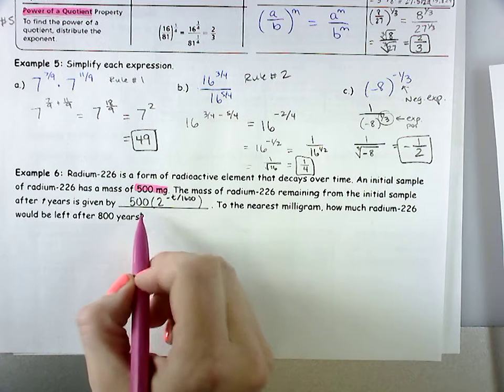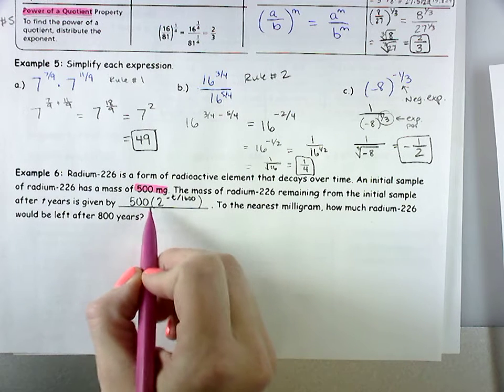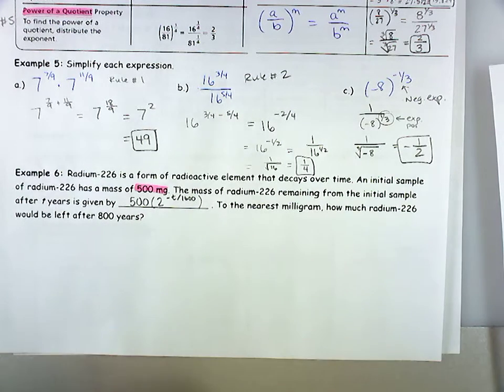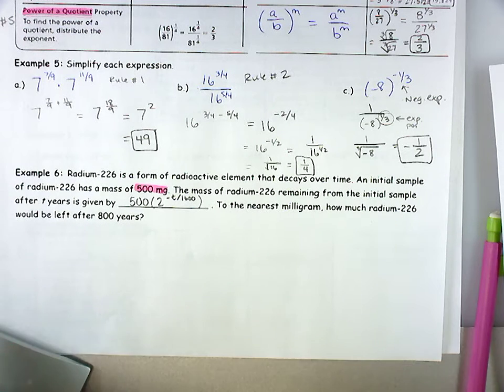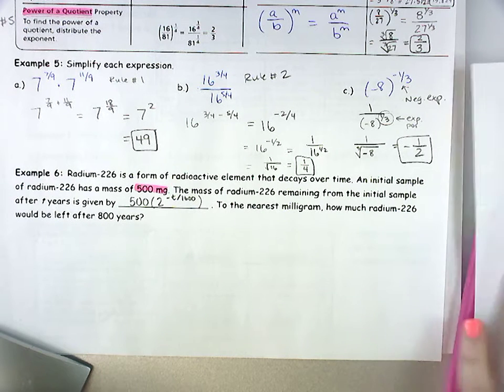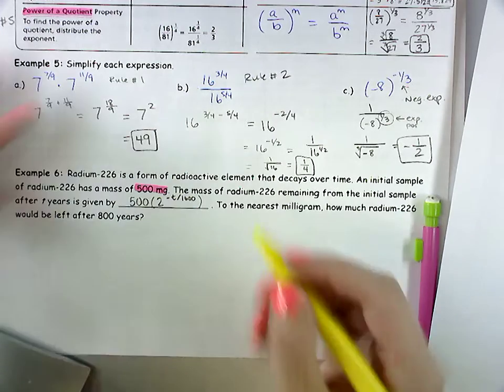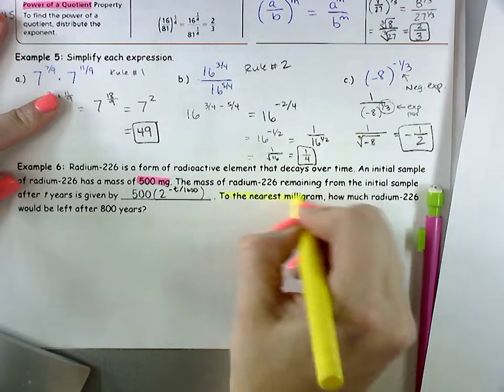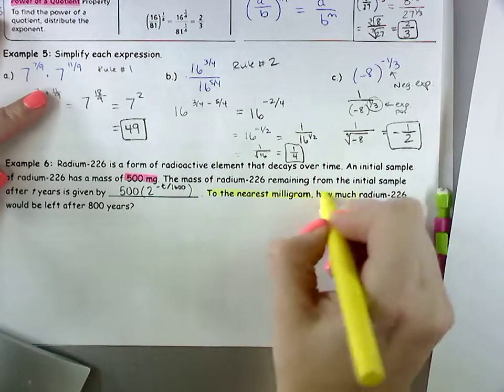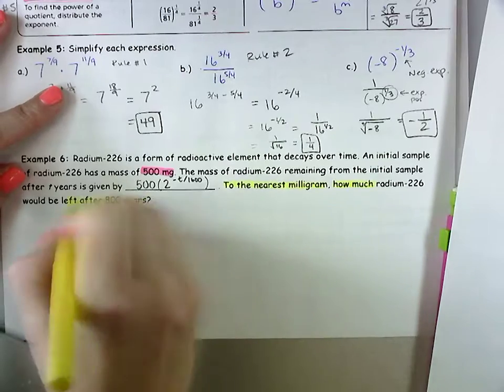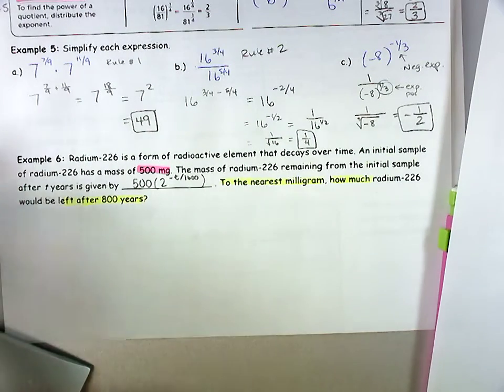So this is given to you, 500, and this is multiplied by 2 to the power of negative t over 1600. So to the nearest milligram, what you need to do is figure out how much radium-226 would be left over after 800 years. So since that's what we want to find, I'm going to highlight that. So to the nearest milligram, how much is left after 800 years?